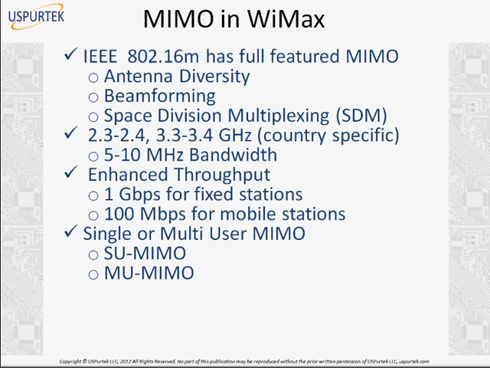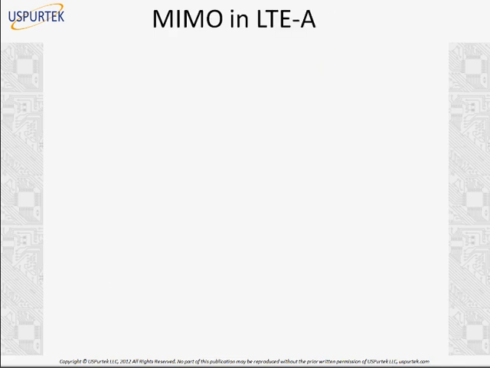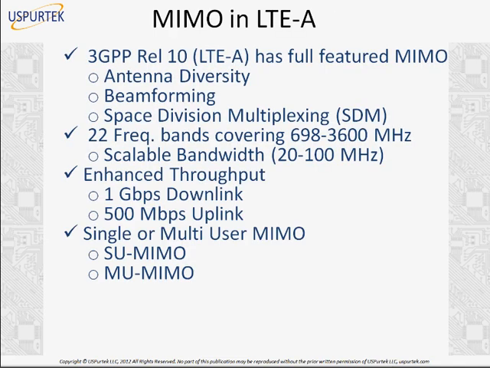Now we were talking about single user MIMO and multi-user MIMO. We'll discuss in a little more detail what it means, but this is how the commercial carriers have adopted MIMO in the current 4G wireless installations. Okay, MIMO in LTE Advanced. It's 3GPP Release 10. It has full-featured MIMO. Again, all those features are supported: antenna diversity, beamforming, space division multiplexing.